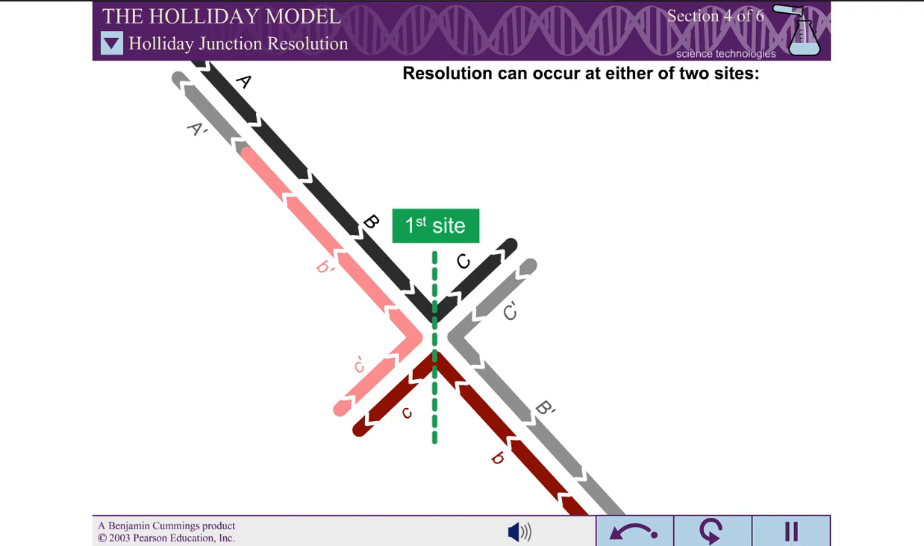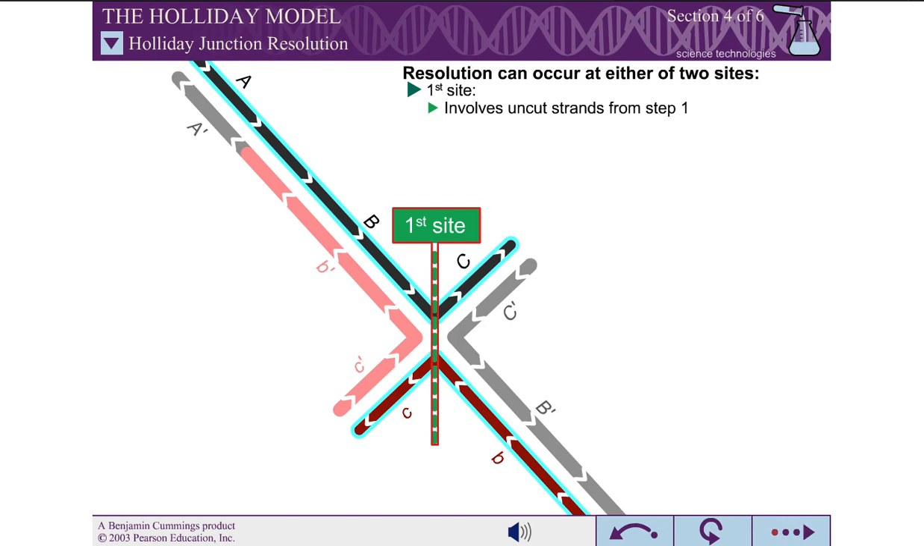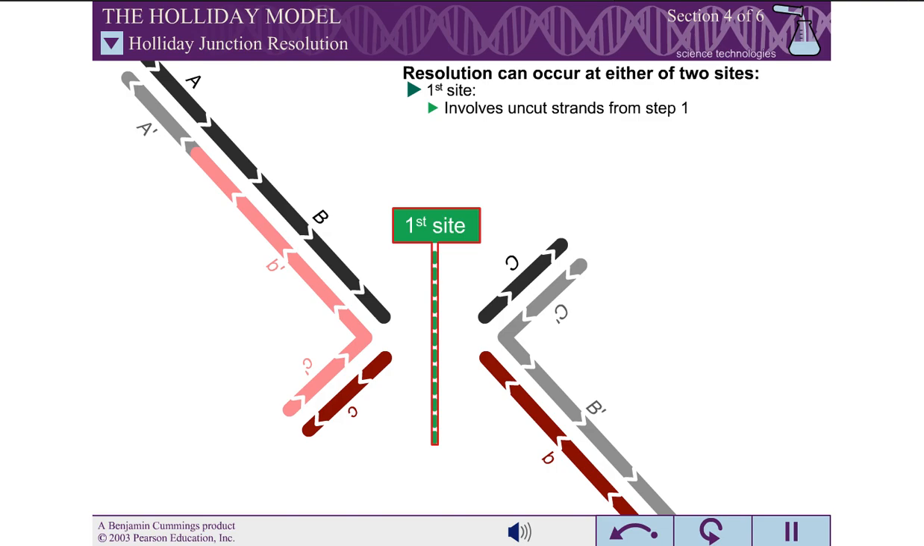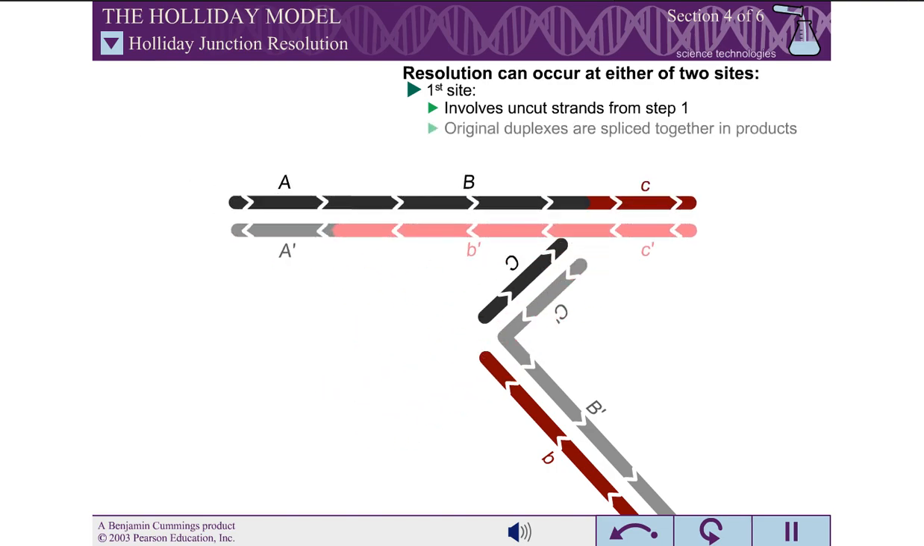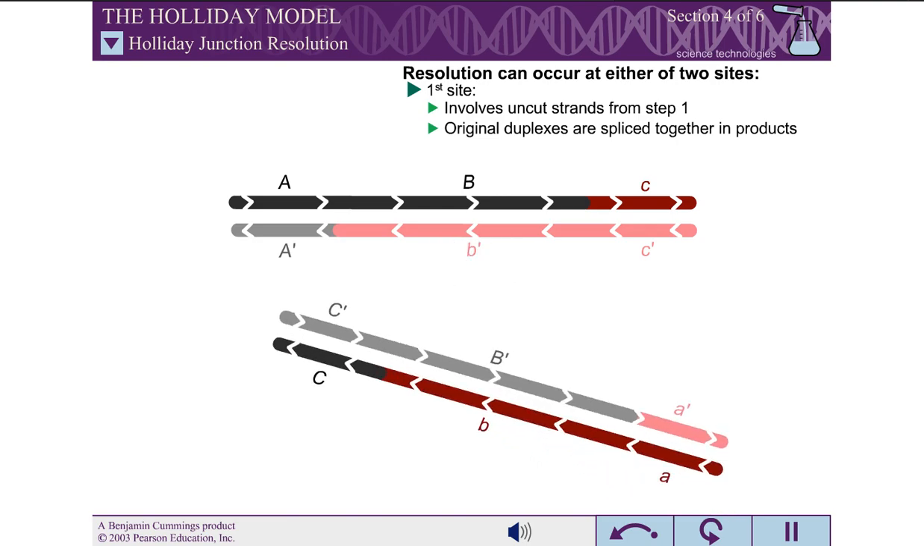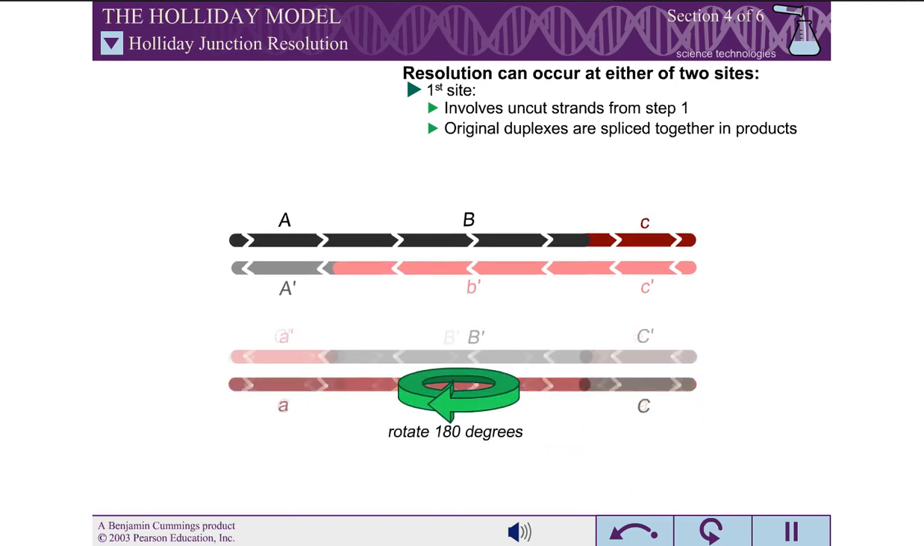One of the possible cut sites is in the pair of strands that remained uncut during the first step of recombination. These strands can be easily identified because they each consist of a single color at this point in the model. The resulting duplexes are called splice recombination products because the two original duplexes are now spliced together, with the DNA sequences flanking the site of recombination swapped.